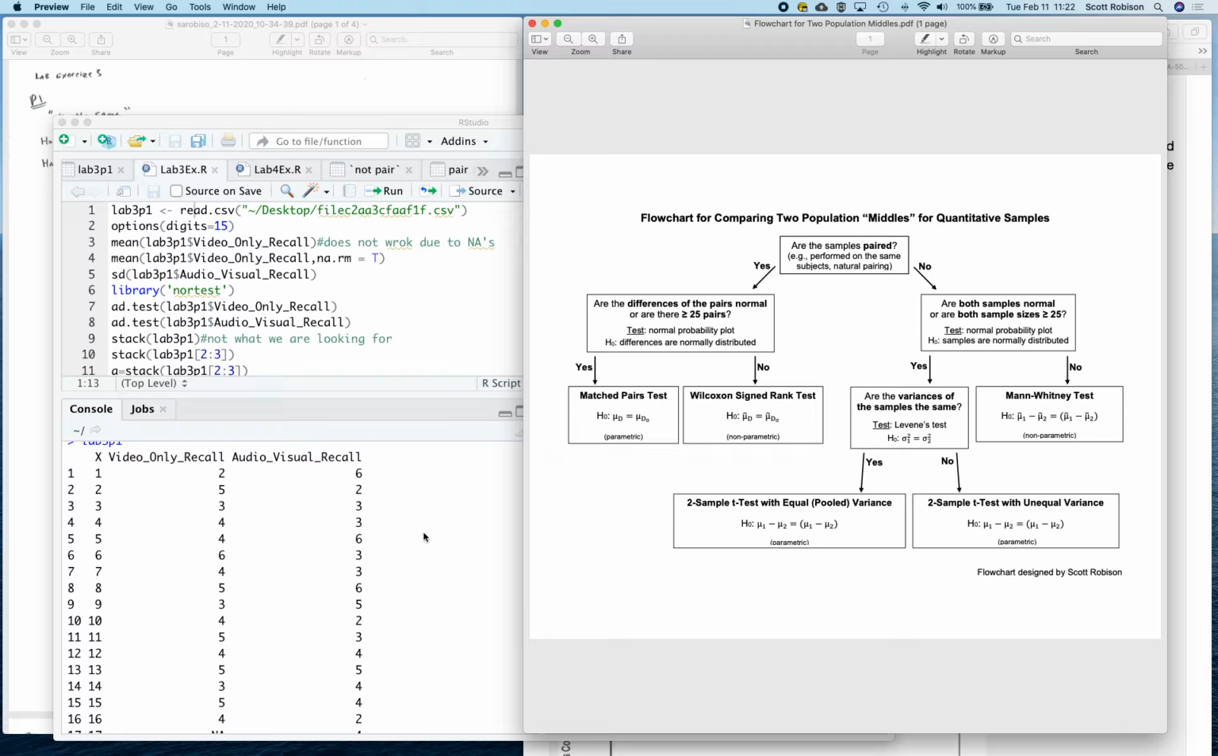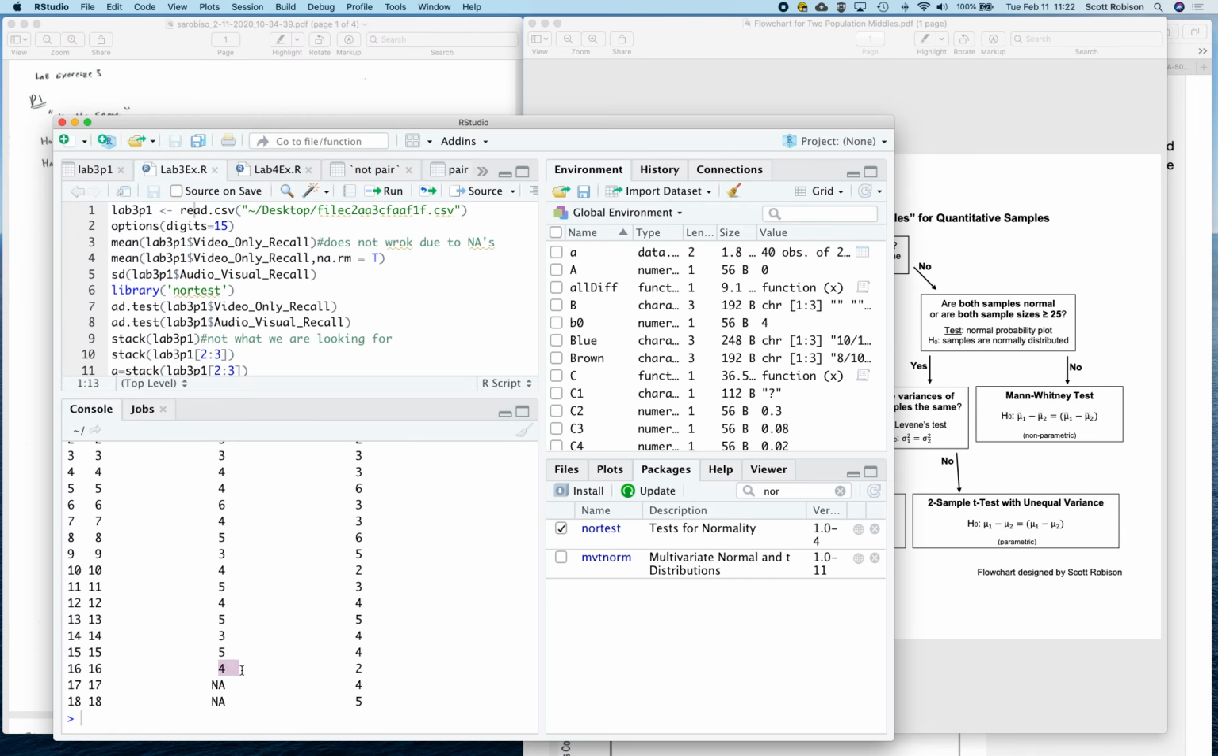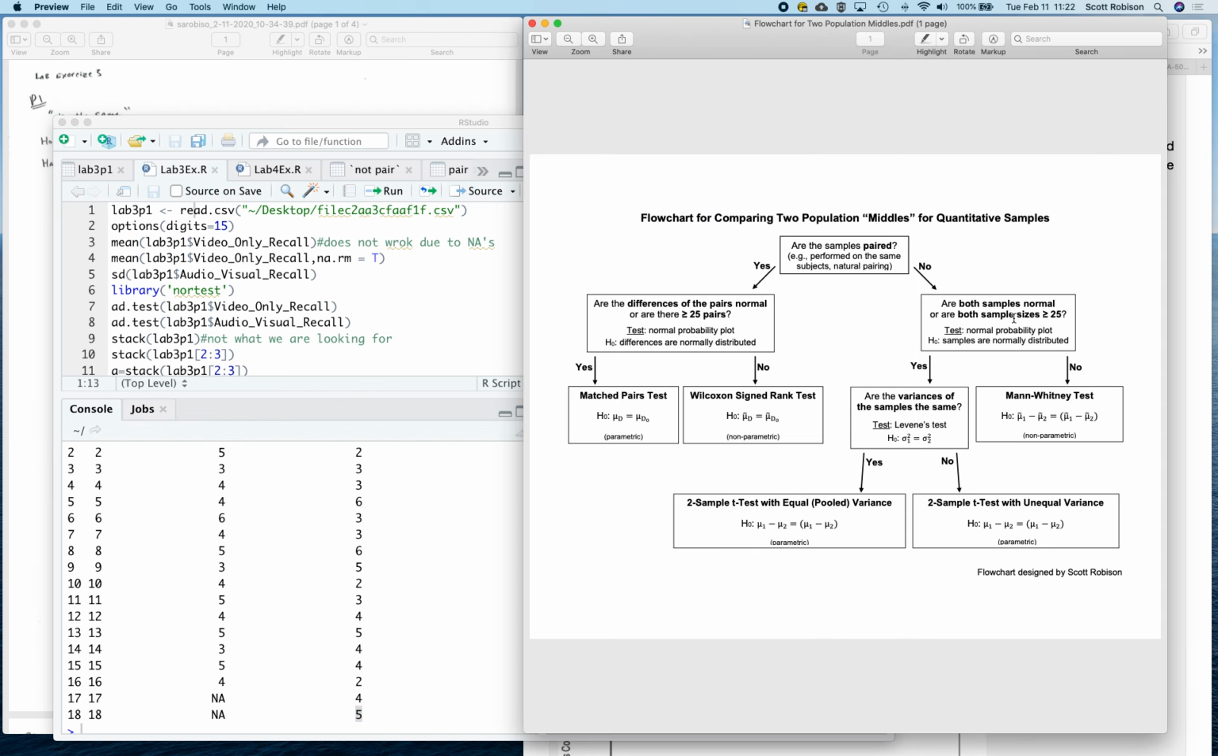In this case, it's really easy to decide that these samples cannot be paired simply because they don't have the same sample size. Notice that here you've got 16 children in the one group and 18 children in the other group. So it makes it really easy to decide that they can't be paired, because not everybody in this audio and visual group has the ability to be paired, because there aren't the same number of points. What we should also do then is test to see what the normalities are.